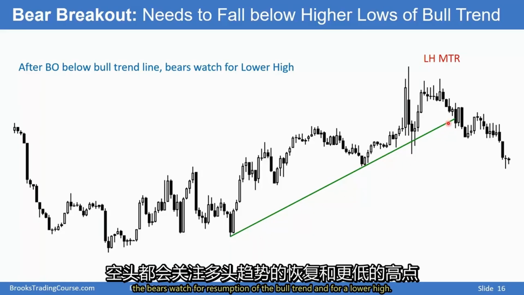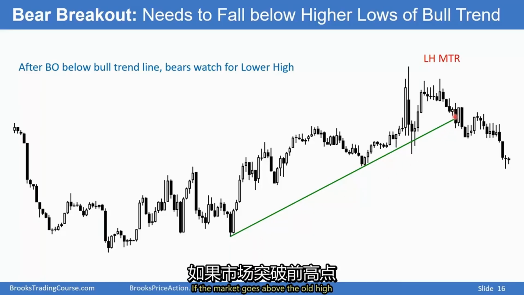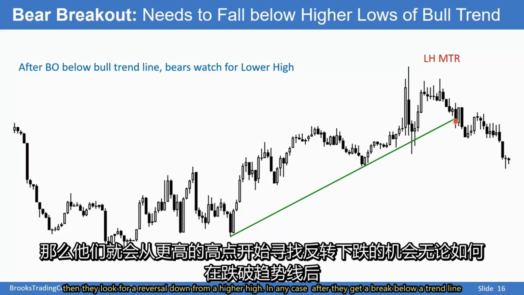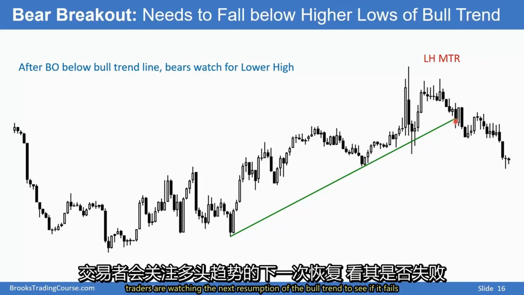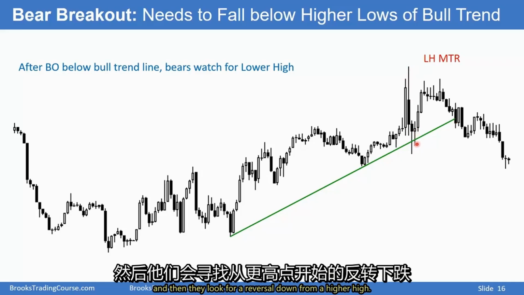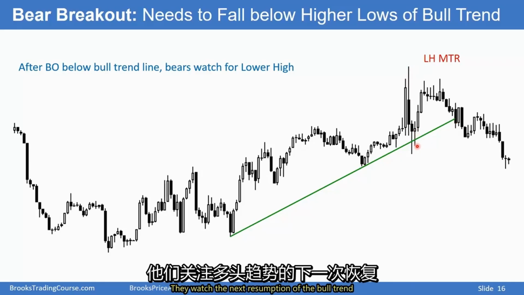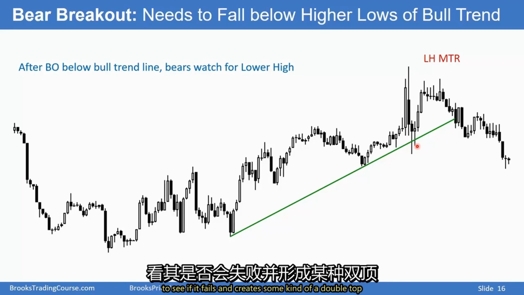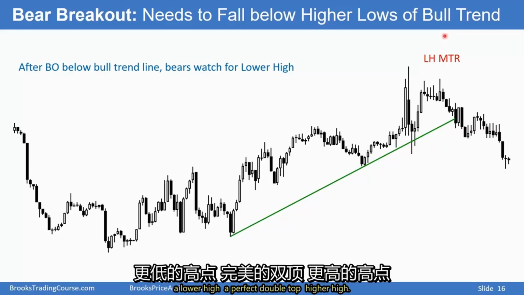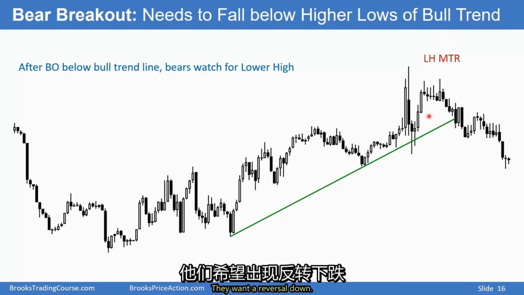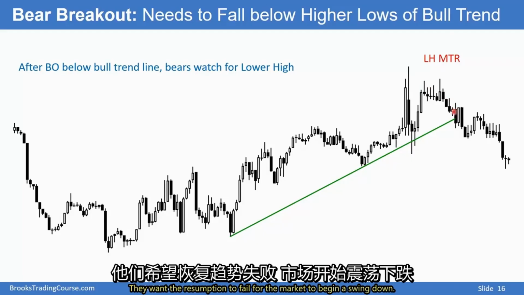Whenever there's a break below any bull trend line, the bears watch for a resumption of the bull trend and for a lower high. If the market goes above the old high, then they look for a reversal down from a higher high. In any case, after they get a break below a trend line, traders are watching the next resumption of the bull trend to see if it fails and creates some kind of a double top, a lower high, a perfect double top, higher high. They want a reversal down. They want the resumption to fail for the market to begin a swing down.